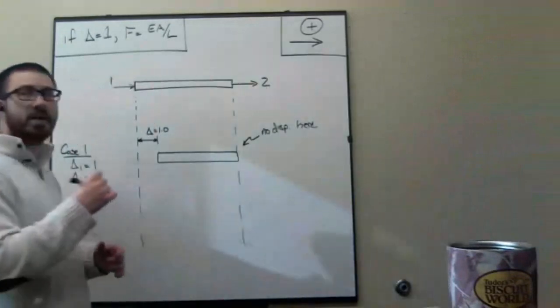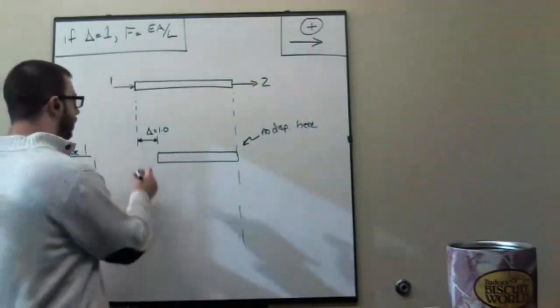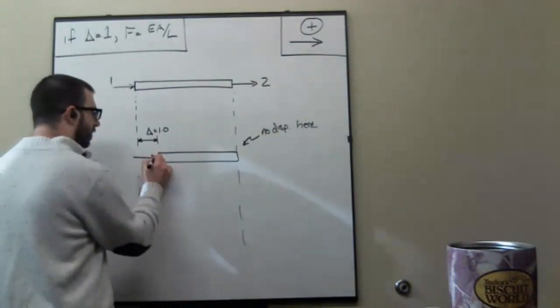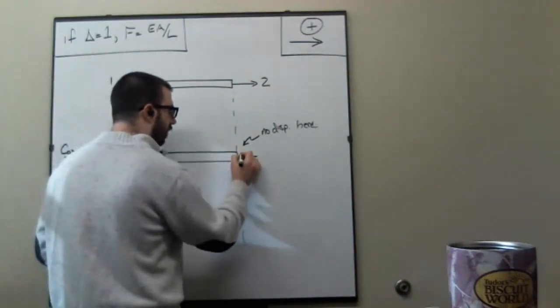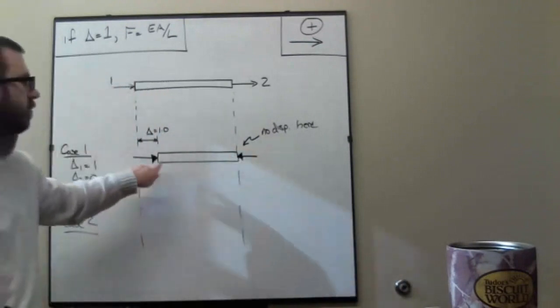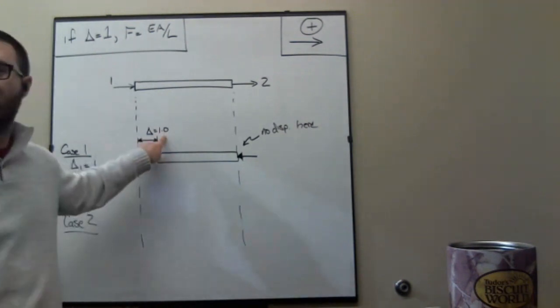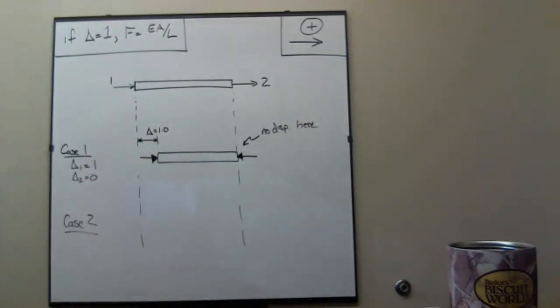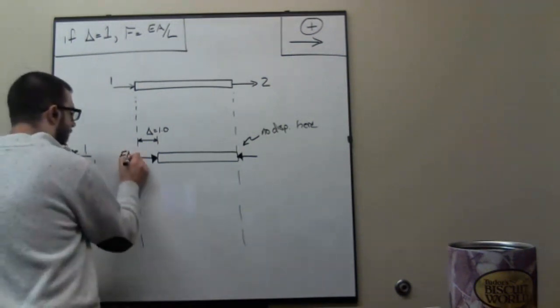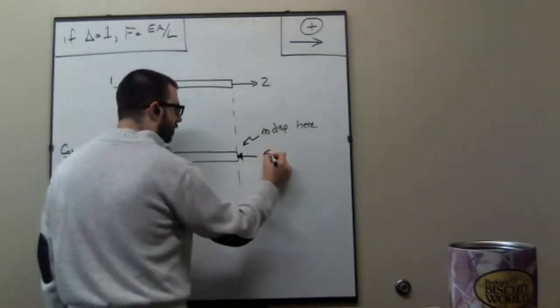That's exactly right. So in order to do that, I'm going to have to take a force and load it in compression. So I have a force going this way and a force going that way. Now, what is the magnitude of those forces? Remember, the displacement is 1. So what's the magnitude of those forces? EA over L, exactly. So this force is EA over L, and this force is EA over L.